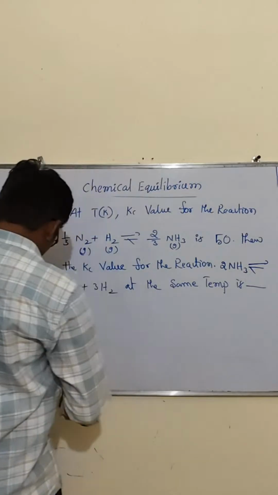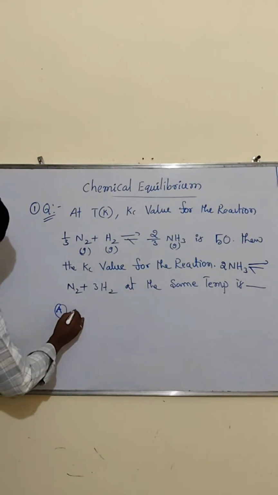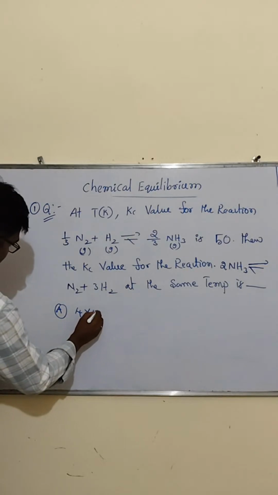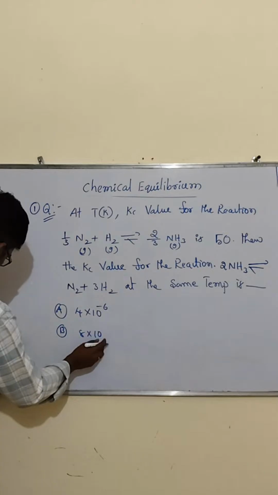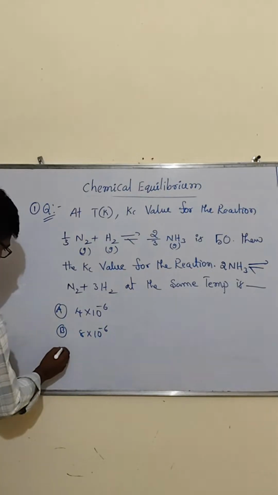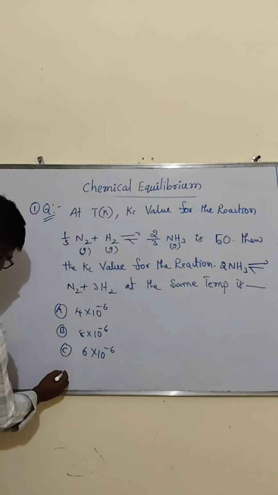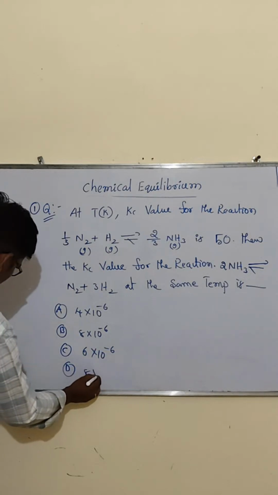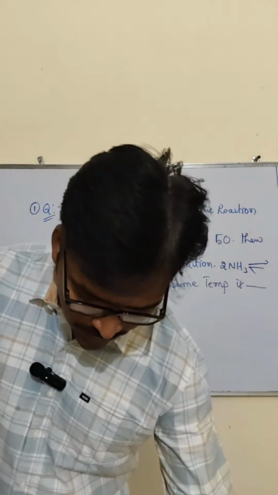This is the problem. Look at the options, all of you. A, 4 into 10 to the power of minus 6. B, 8 into 10 to the power of minus 6. C, 6 into 10 to the power of minus 6. D, 8 into 10 to the power of minus 3. So these are the problems.